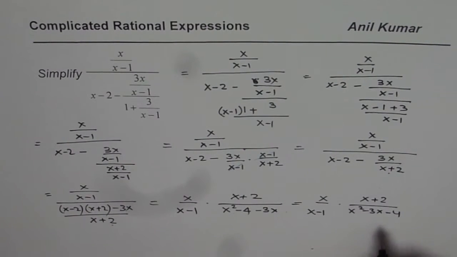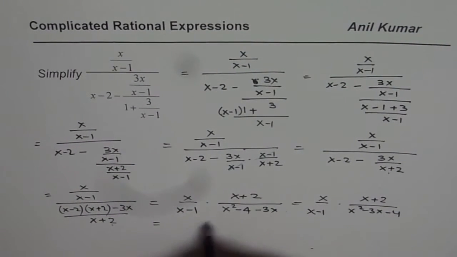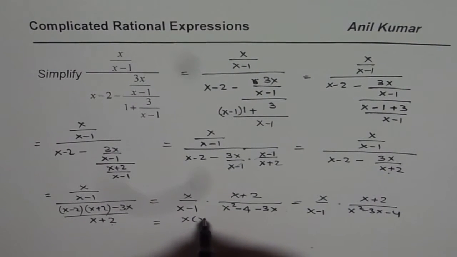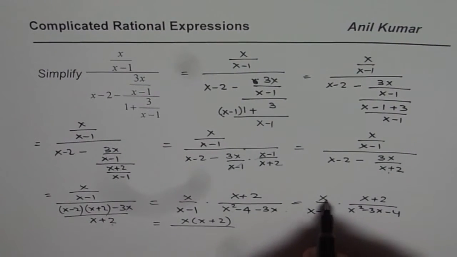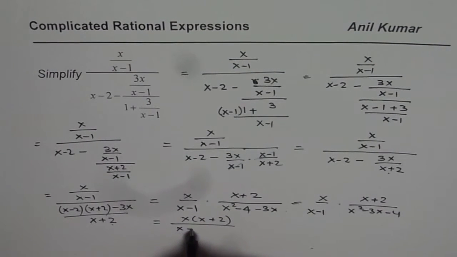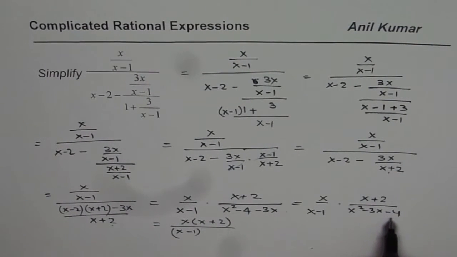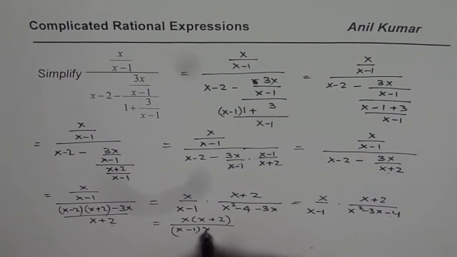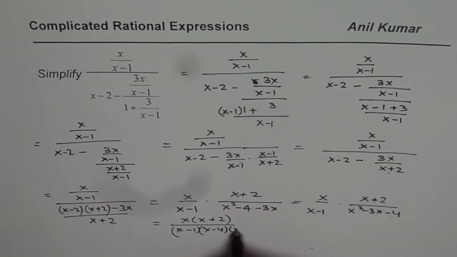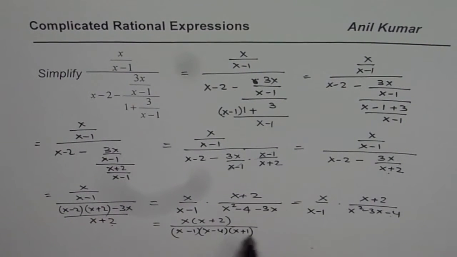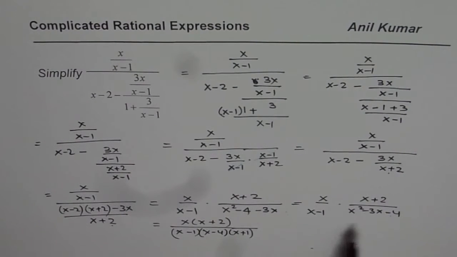So this could be written as x times x plus 2. That's the numerator when you multiply. Denominator we have x minus 1, and here we're looking for product of minus 4, sum of minus 3. That means x minus 4 times x plus 1, right? So we get product of minus 4 and sum of minus 3. So that is what we get here, and that becomes a simplified version of the given rational expression, right?